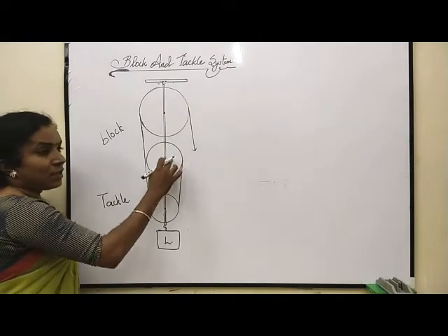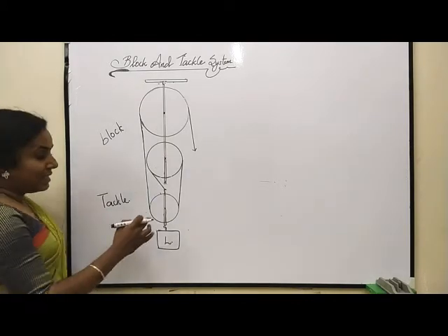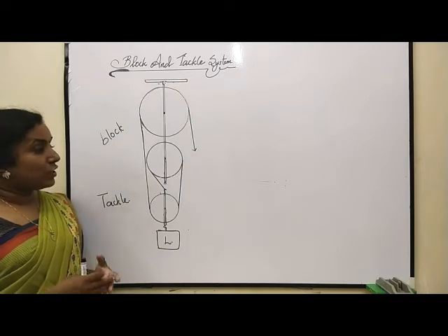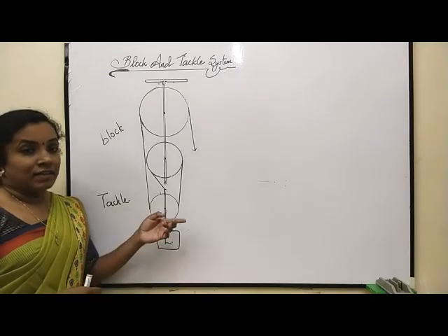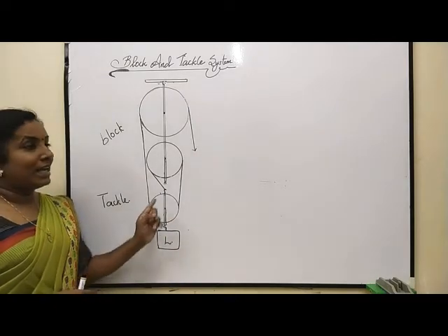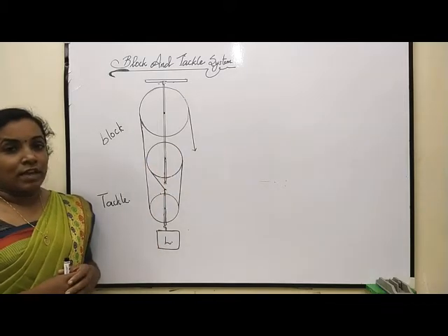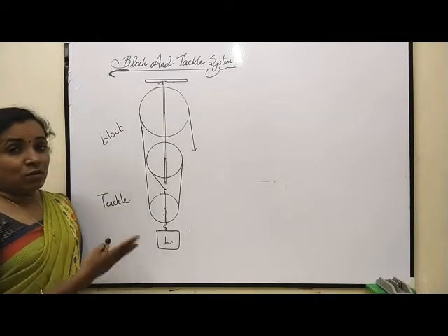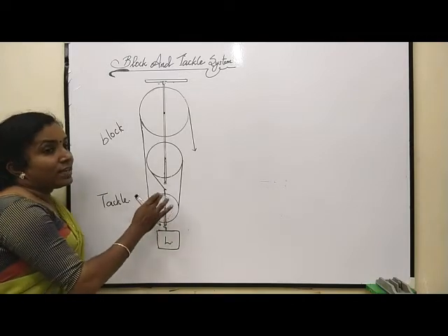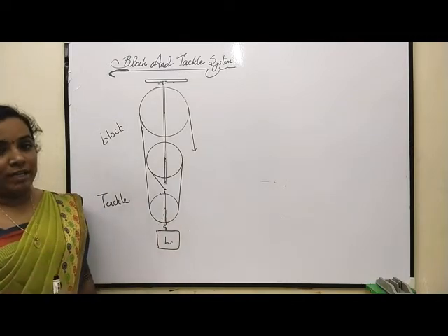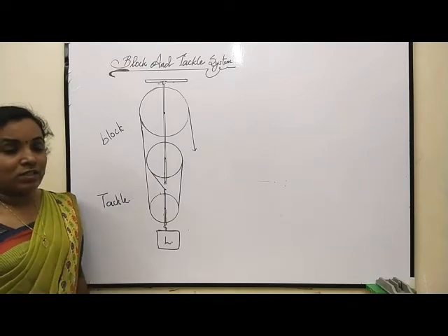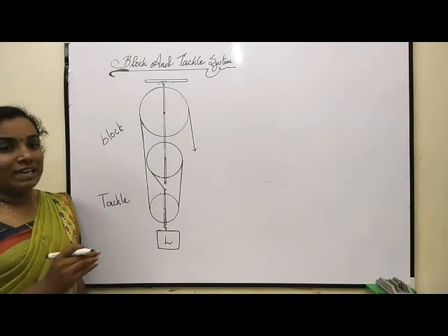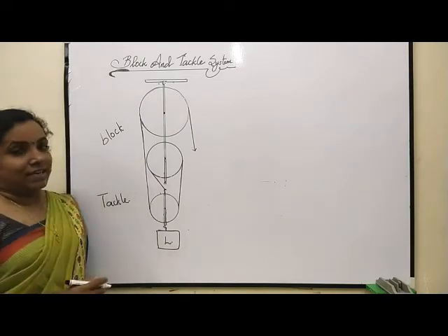Block has more number of pulleys than tackle here, because practically we need to add the weight of the movable pulley as effort. So effort will be more than that of the load, which will be equal to load plus weight of the movable pulley. So to reduce the weight of the movable pulley maximum, least number of pulleys are used in tackle.